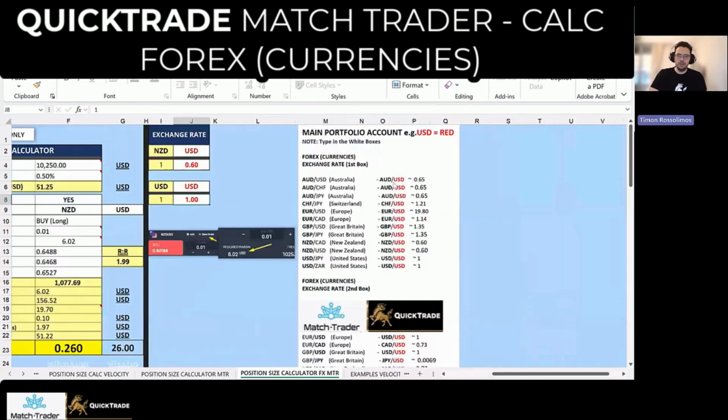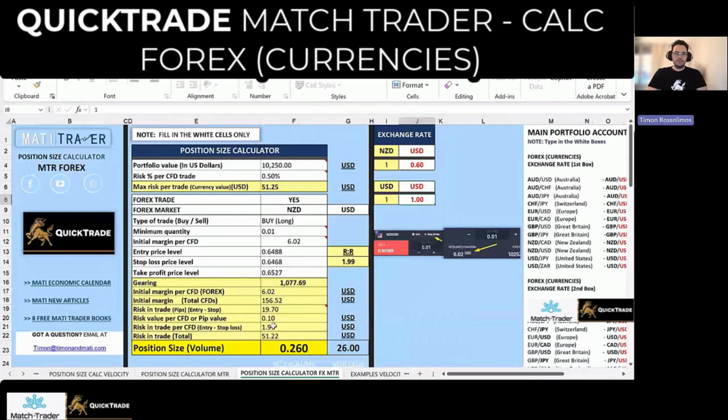Other currencies, you can see here, the AUD/USD, whatever that is, the AUD/CHF, the AUD/USD, and over here, the second box. So I've broken this down into the first box and the second box. And the position size is what you need. So remember, when you're trading the USD/USD, that's 1 to 1, NZD/USD, because we have a USD portfolio. And that is how you trade the new position size calculator, Match Trader calculator.